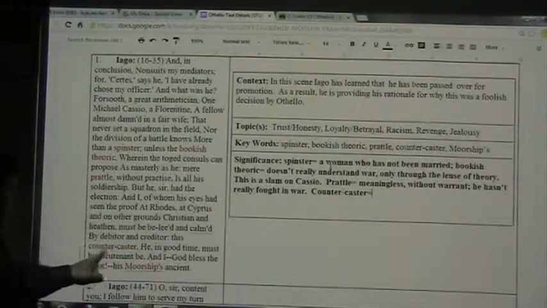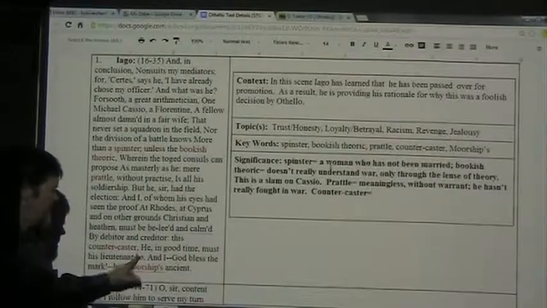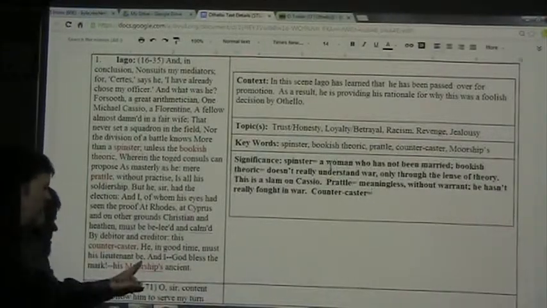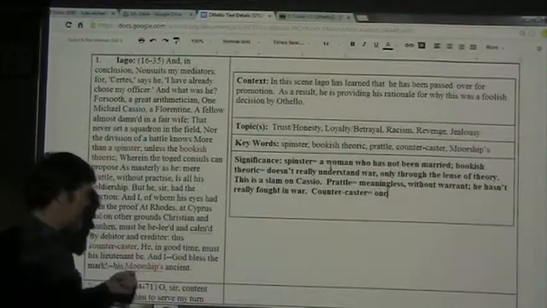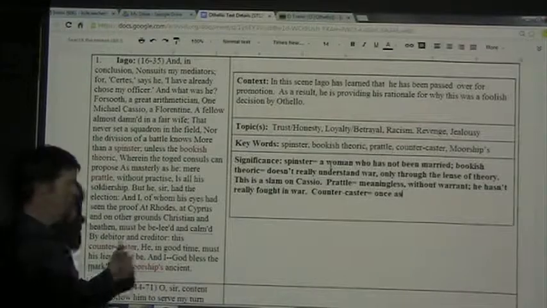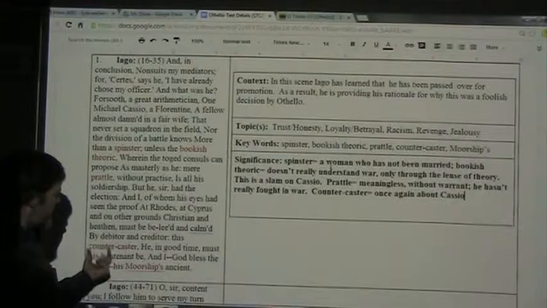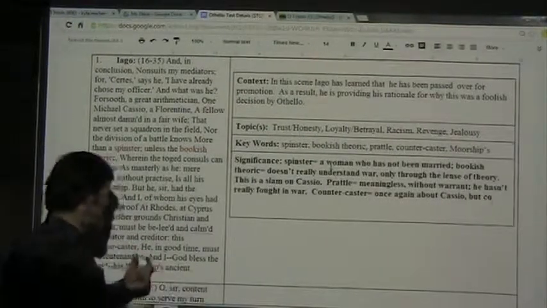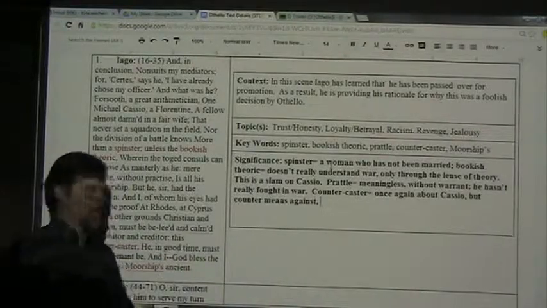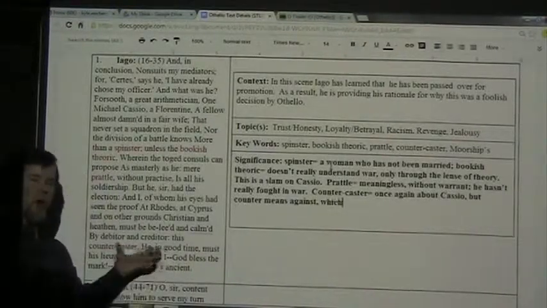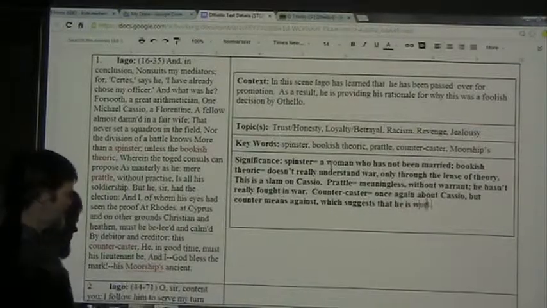Countercaster, the word down here. He says, "by debtor and creditor this countercaster, he in good time must his lieutenant be." Iago is talking here also about Cassio, and calls him a countercaster. Now, I don't know exactly what that word means, but counter means against, and caster, so it's something about being against Cassio. You don't need to know every single Shakespearean word to find deeper meaning in the text details.